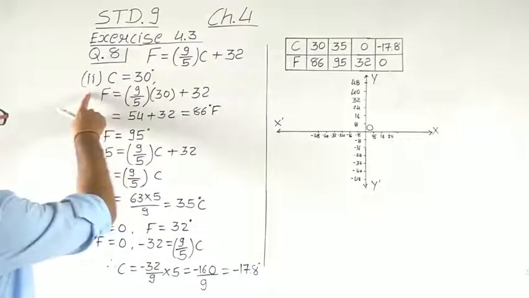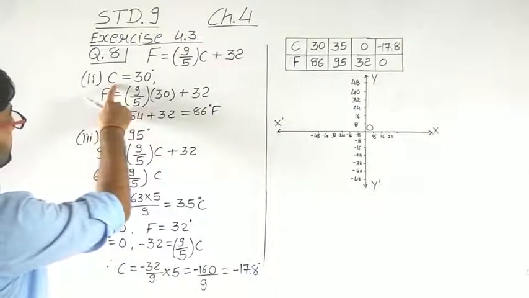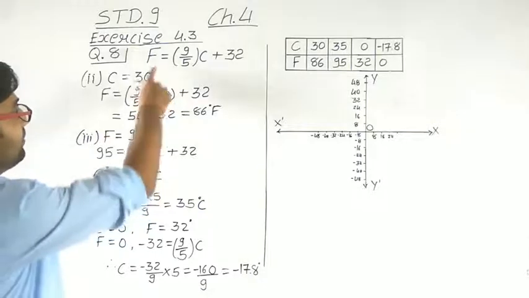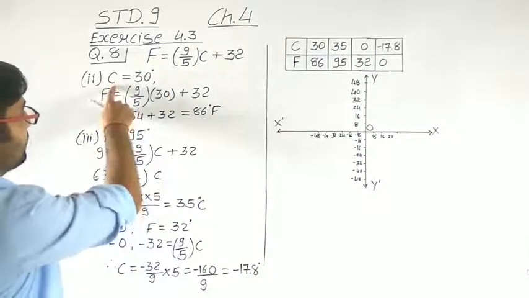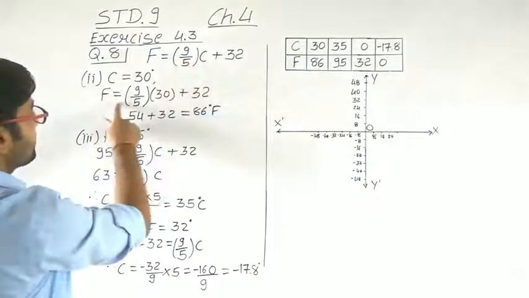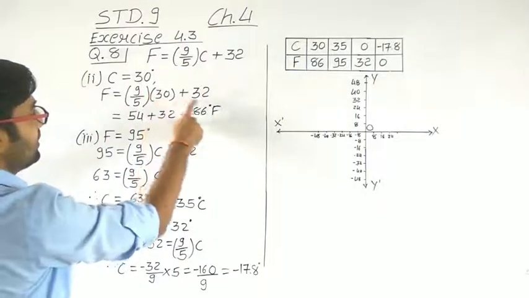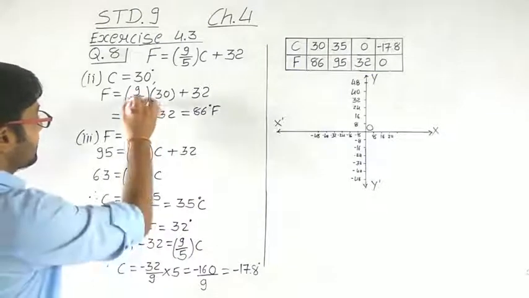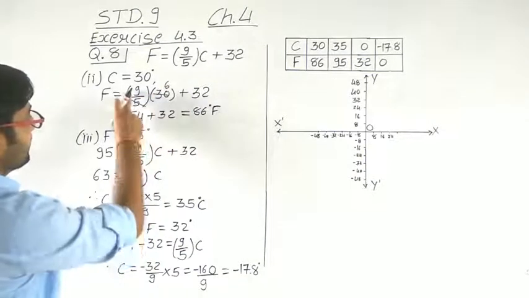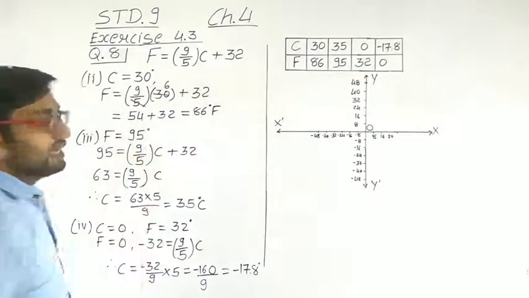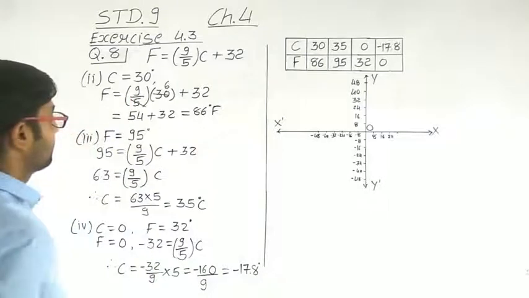In the second question, we are given that the temperature in Celsius is 30 degrees, and we have to find the temperature in Fahrenheit. That means we have the value of C. Put the value of C here. So we will get F is equal to 9/5 into 30 plus 32. Here when we cut 5 sixes are 30, we get 9 sixes are 54 plus 32. That is equal to 86 degrees Fahrenheit.